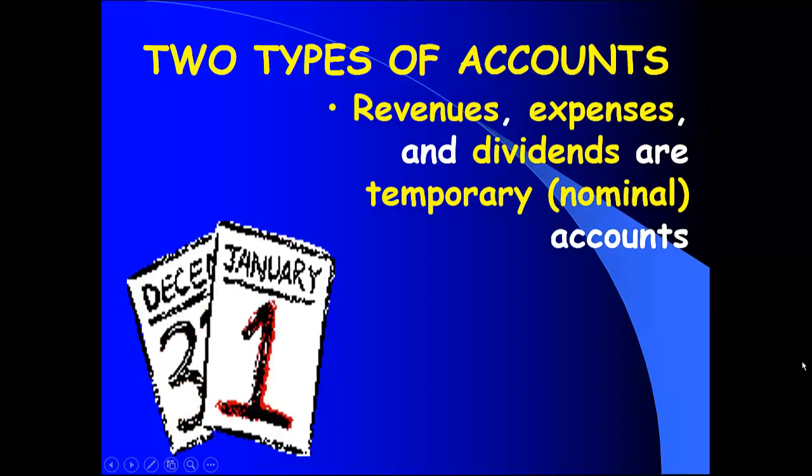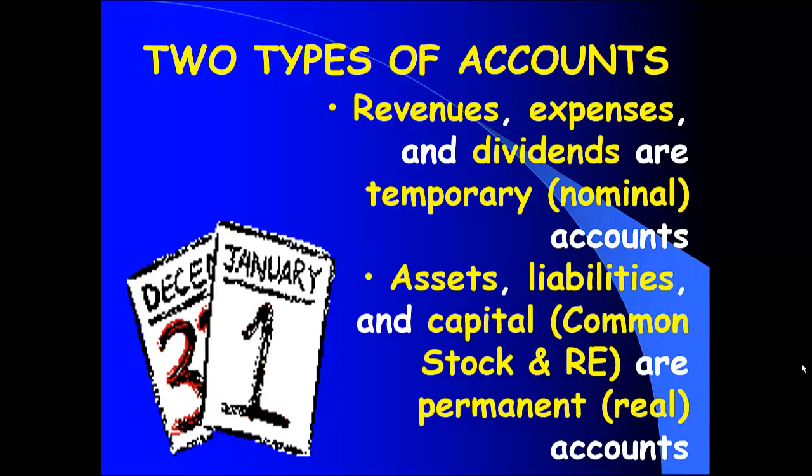To understand closing entries, you need to know that we have two major ways that we could categorize our accounts: the accounts that we close out and the accounts that we don't close out. The accounts that we close out are called temporary or nominal accounts, and those are my revenues, my expenses, and dividends. By close out, I mean that we will set their balance equal to 0 at the end of the accounting period. The accounts that we do not close out are called real or permanent accounts, and those are my assets, liabilities, and capital, my stock account and retained earnings.